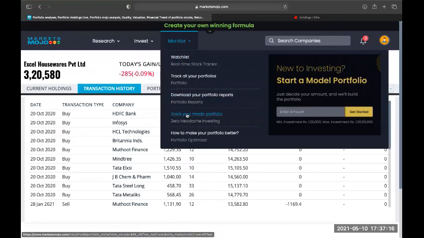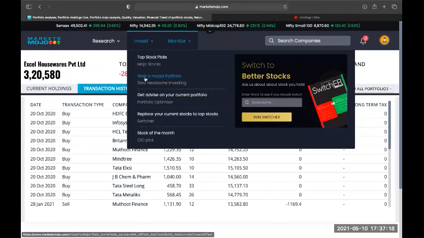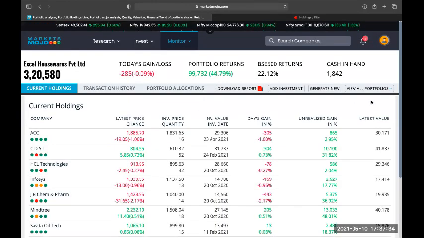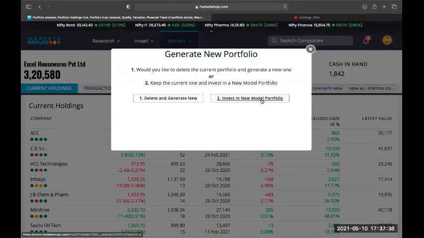So did you see how to start a model portfolio? How to create a portfolio? No, I missed that aspect. Okay, I'll just show it to you again. Start a model portfolio. Come here, and then over here you just have to go to generate new. Click on that. Invest in a new model portfolio. Click on that.